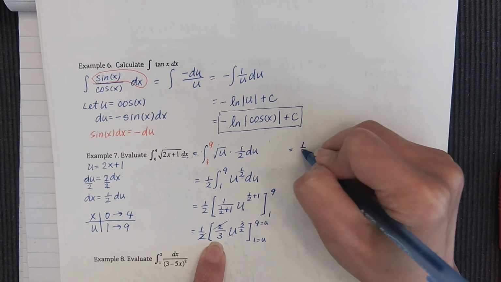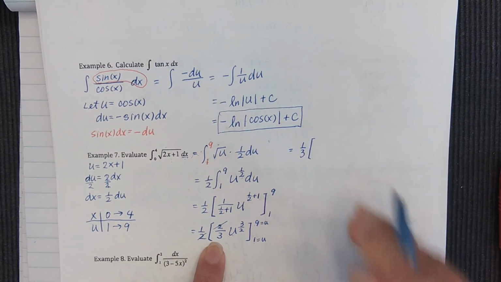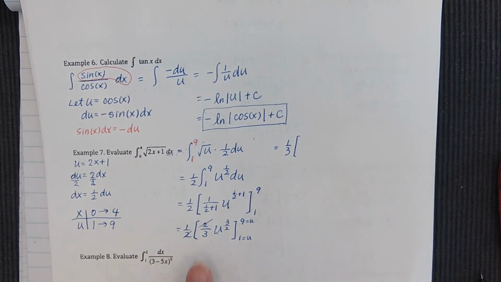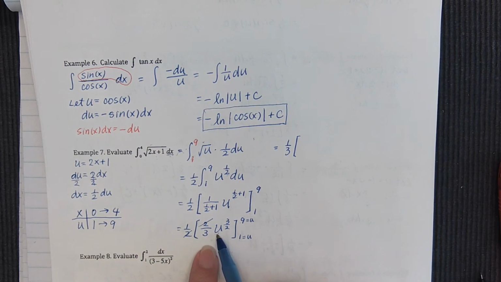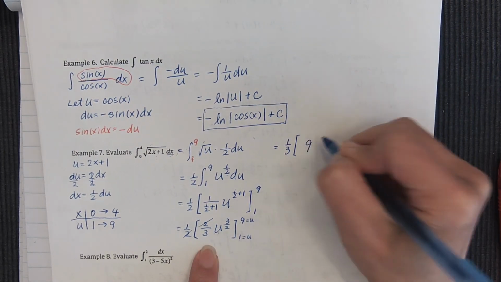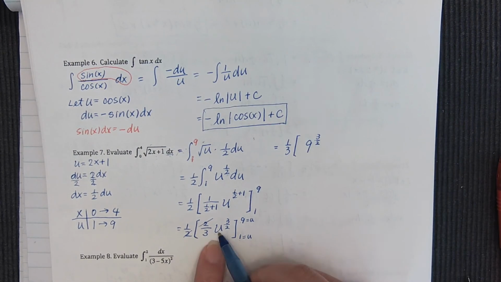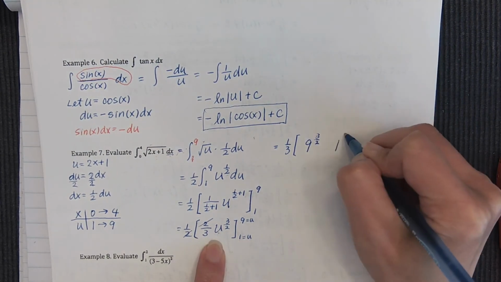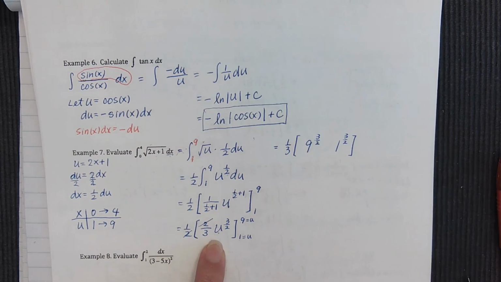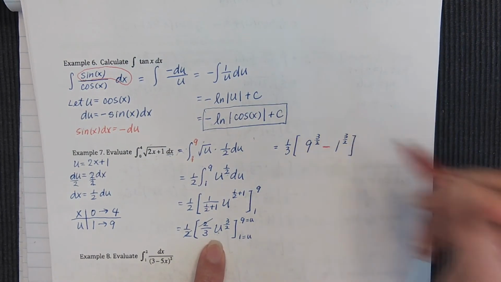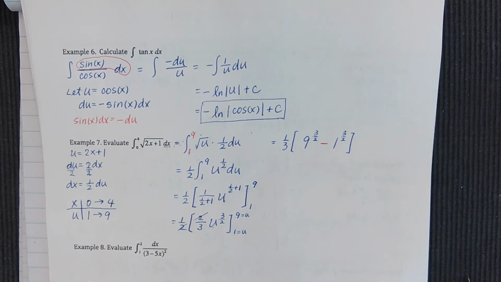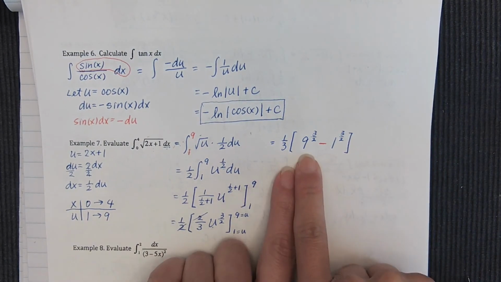Okay, let's cross out here. The 1/3 is out front, it's a constant 1/3. So I'm going to plug in the 9 here: 9 to the 3/2 power, right? Then I'm going to plug in the 1, to the 3/2 power. Then you know you have to subtract them. Okay, are you guys okay with how to do this math?